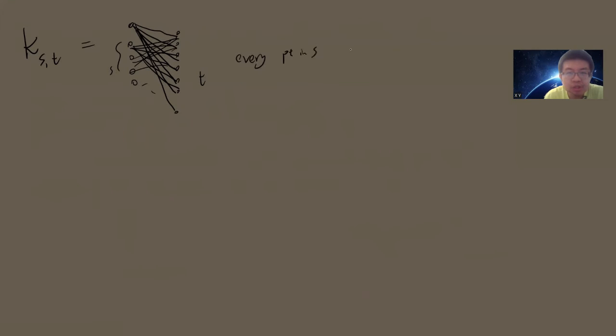Consider the bipartite graph, sorry, the complete bipartite graph. Let me introduce the notation: this is K_{S,T}. Basically this is the bipartite graph with S vertices here and T vertices there, and there is a complete connection. Every point in S is connected to every point in T. I don't want to draw it, but that's the idea. So this is a complete bipartite graph.